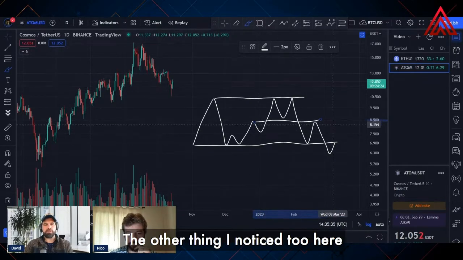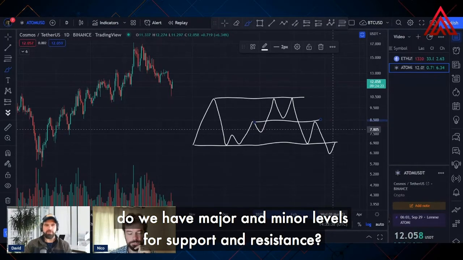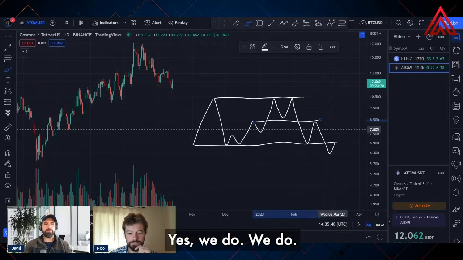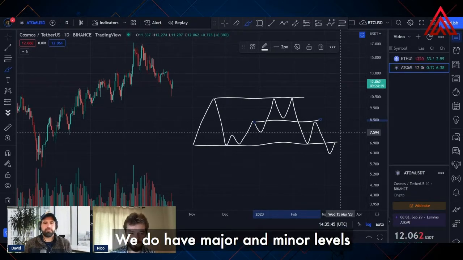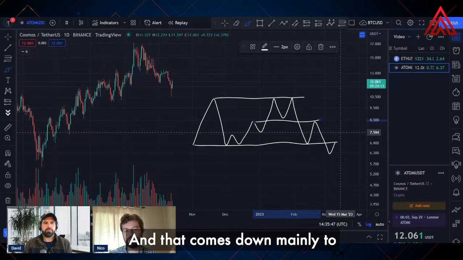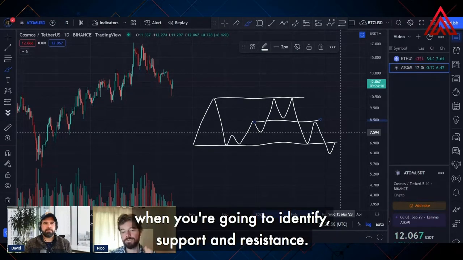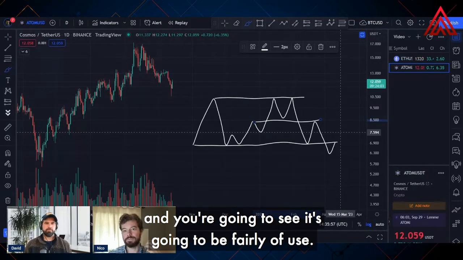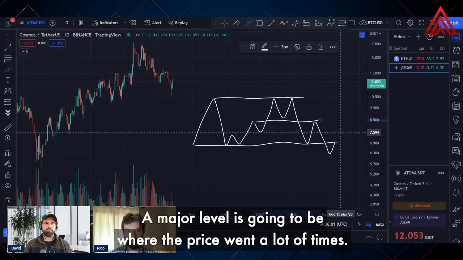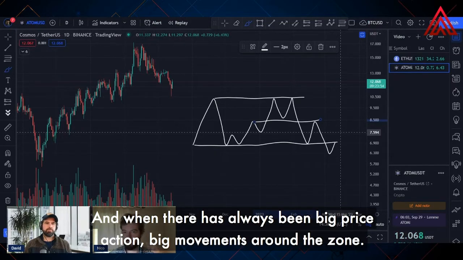The other thing I noticed too here, do we have major and minor levels for support and resistance? Yes, we do. We do have major and minor levels, and that comes down mainly to when you identify support and resistance, you're going to look back at what happened in the past, and it's going to be fairly obvious. A major level is where the price went a lot of times, and where there has always been big price action, big movements around this zone.